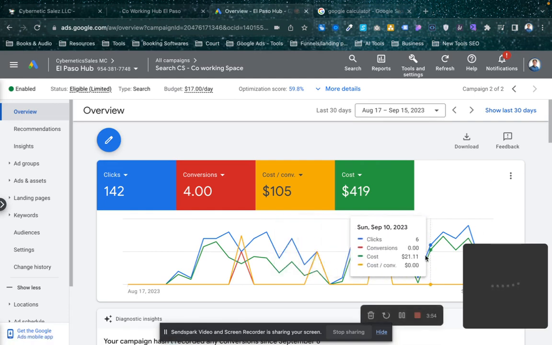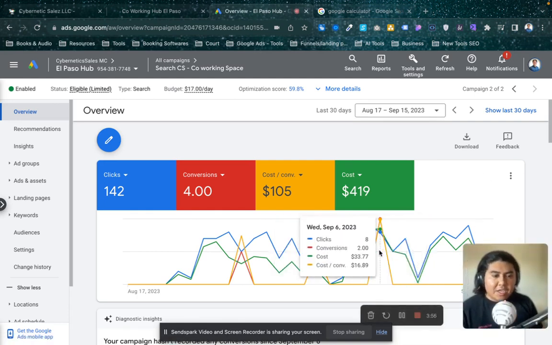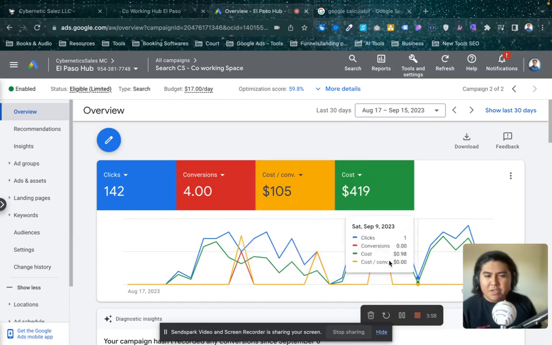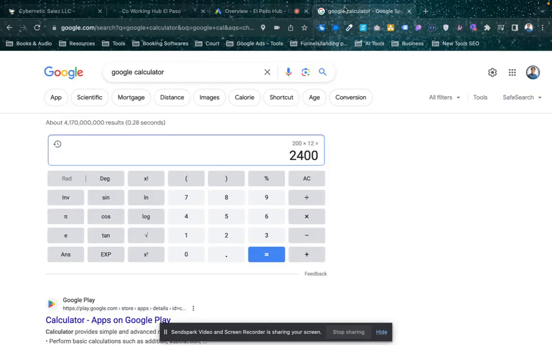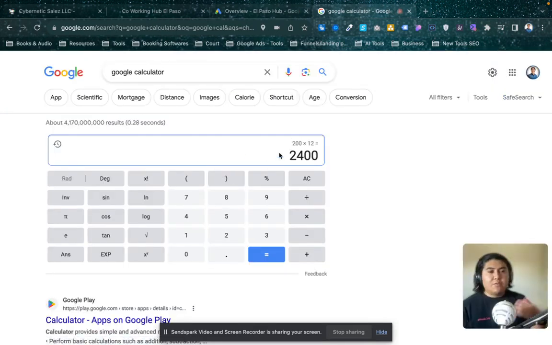And let's just say you have a 25% closing rate, which is approximately what my client has. So just one of those that closes is going to be almost $2,500 for the year.